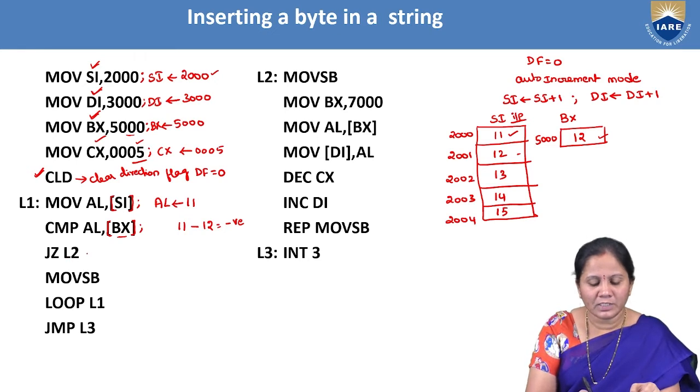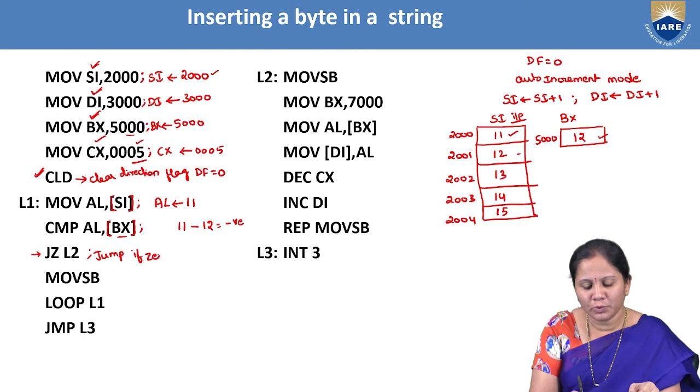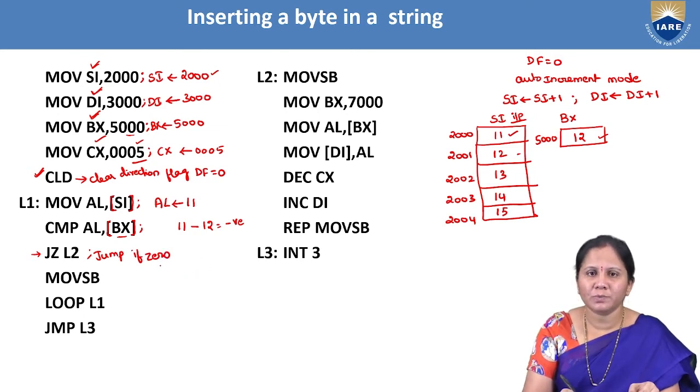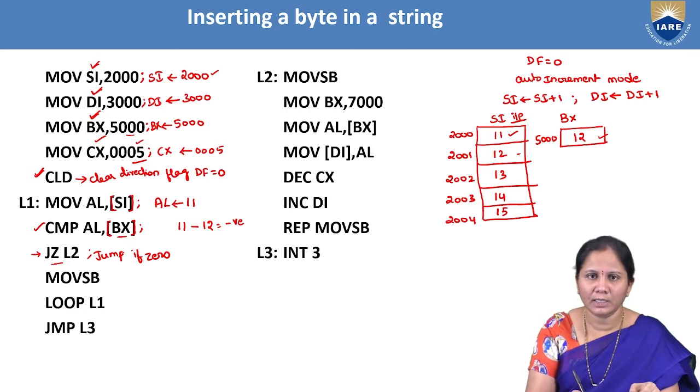And the next instruction is JZ L2. So here JZ represents jump if 0. Which one is 0? Here we have written this JZ instruction after this line. After comparison operation, based on the result, jump operation will be performed. So jump if 0. That means if the result is 0, go to the label L2.